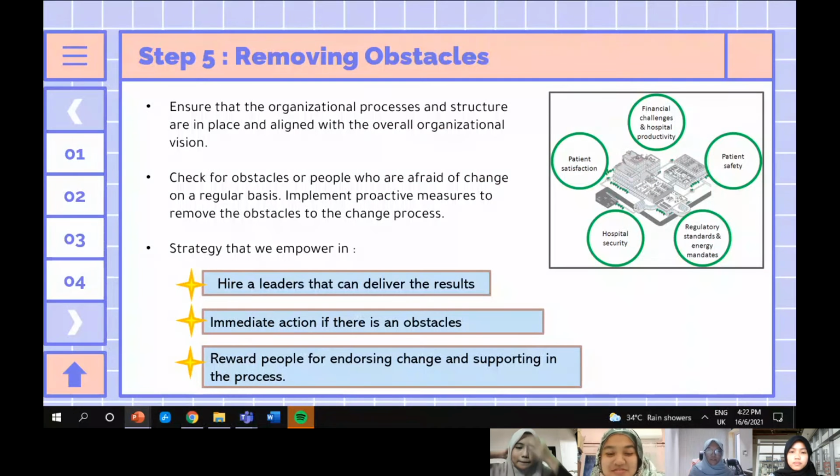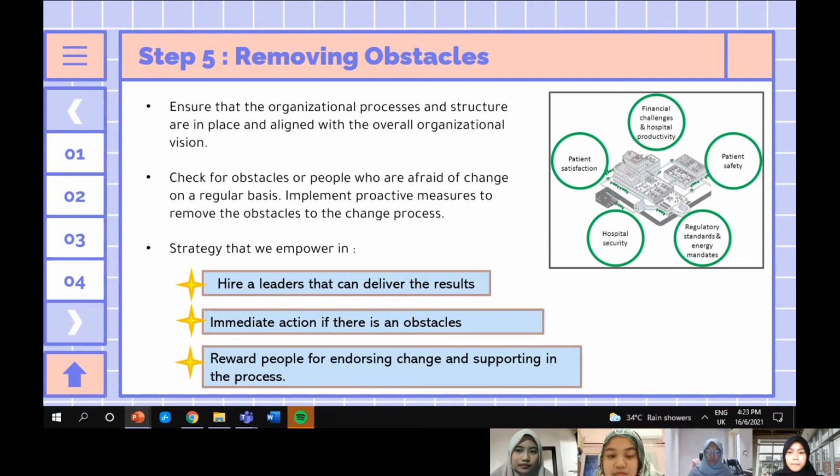Okay, the fifth step is removing obstacles. In this fifth step, we need to ensure that the organization's processes and structure are in place and aligned with the overall organizational vision. Check for obstacles or people who are afraid of change on a regular basis. Implement proactive measures to remove the obstacles to the change process.